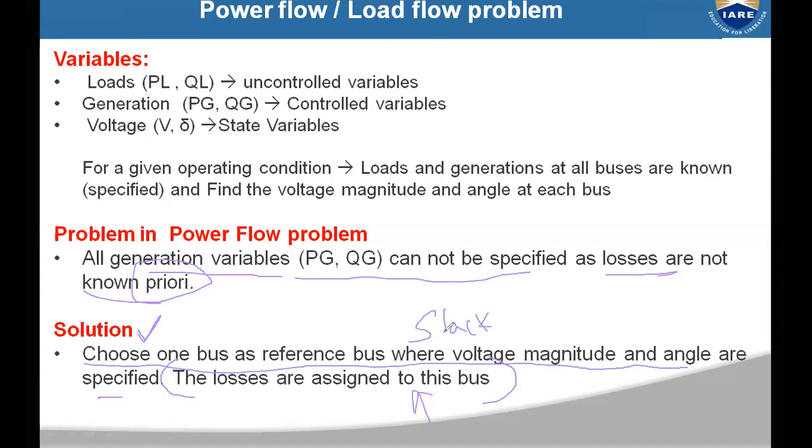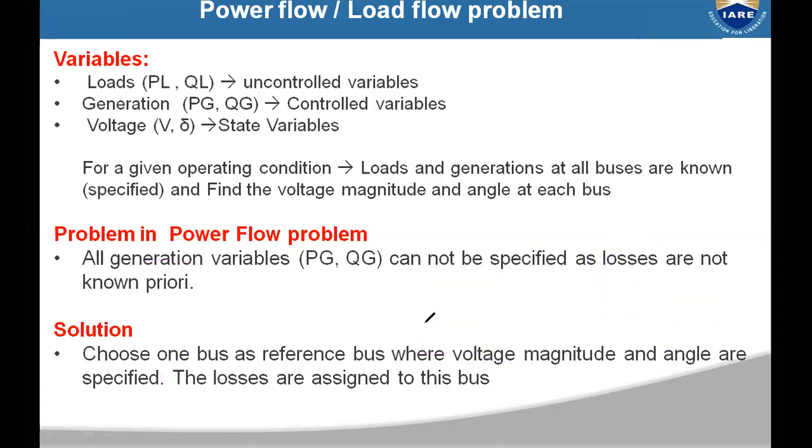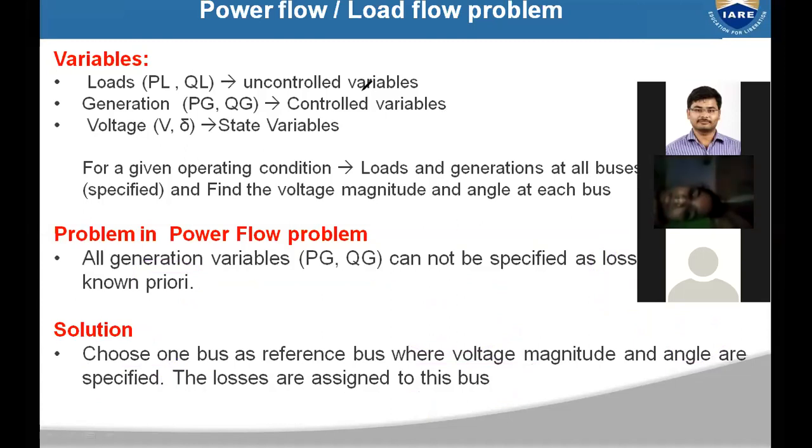So this slack bus will supply these losses. That means this slack bus is a large generator bus. Suppose you have 5 buses. Out of these 5 buses, one bus will be considered as the slack bus. This slack bus will supply the losses, so that you will do the analysis for the other four buses. You will determine the active and reactive powers for the other buses. So the slack bus will supply the power to cover the losses.